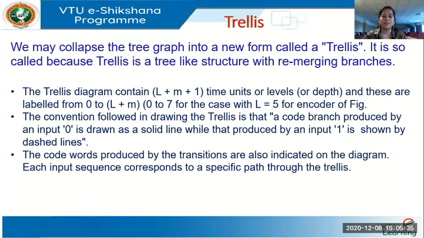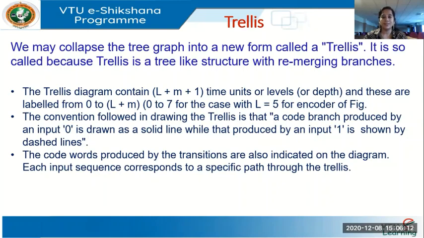So usually what happens, this trellis contains L plus M plus 1 time units or levels. We also call it the depth of the trellis, and they are labeled from 0 to L plus M. So if we use L, the number of input data bits, as 5, and M as 2, then totally we'll have 5 plus 2, that is 7, and the trellis diagram time states will be named from 0 to 7.